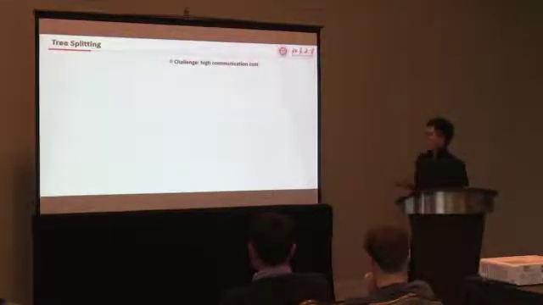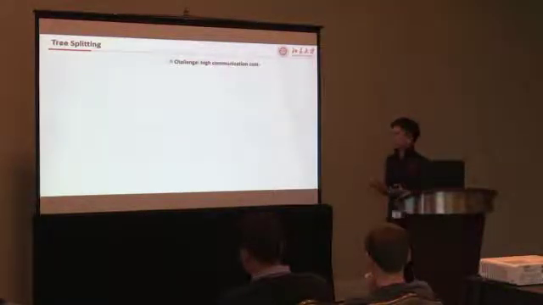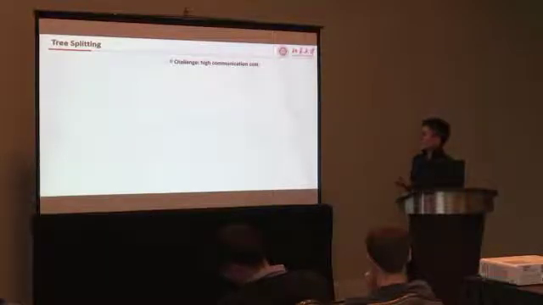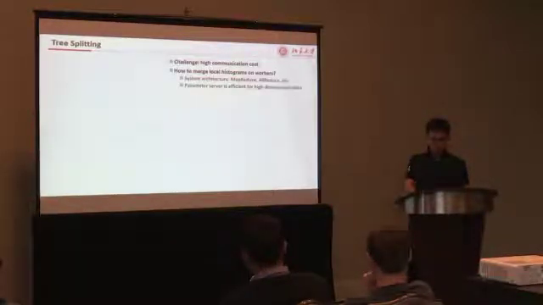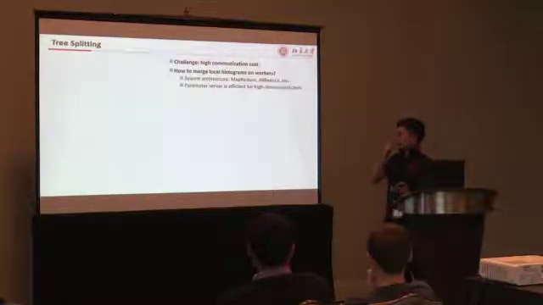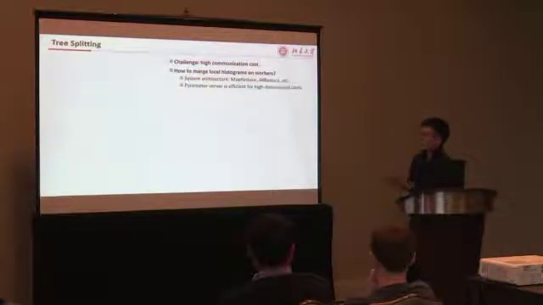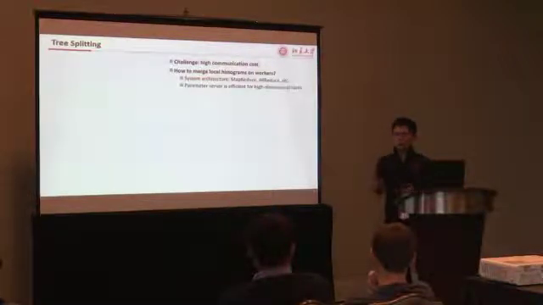After histogram construction, the last operation is tree splitting, and the challenge is high communication cost. First, how to merge local histograms on workers. This involves the underlying system architecture such as MapReduce, AllReduce, and parameter server. We chose parameter server since it has been proven to be efficient for high-dimensional cases.